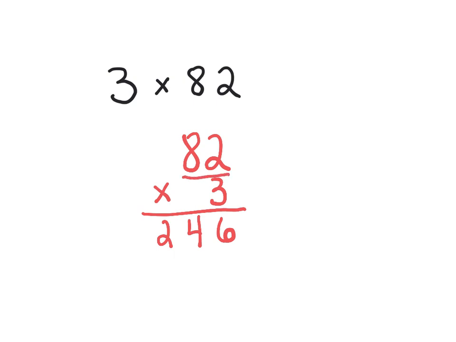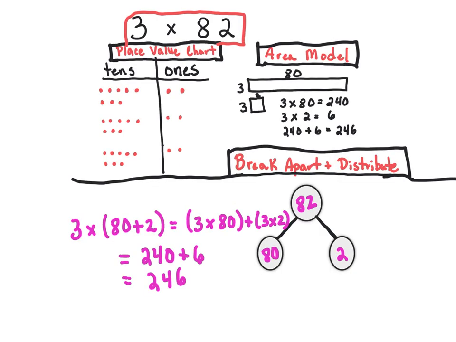This is a factor and this is a factor. And we multiply them together to get a product of 246. This is called the standard way of using multiplication. But now we're going to learn 3 new strategies to solve multiplication. I know this looks a little scary. There's a lot of stuff going on here to solve 3 times 82.